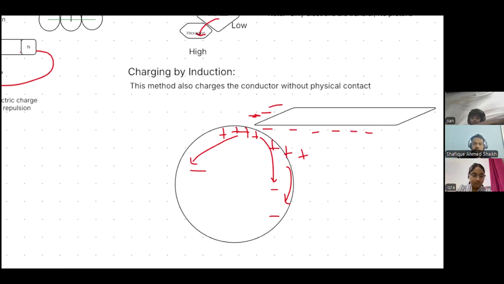Okay? Now, the repelled electrons basically escape down your finger to the ground. Suppose you are holding that sphere in your hand, so the electrons will move into your body and go down into the earth. The same concept is being used for earthing also. You know earthing? Like we have got 3 pins.